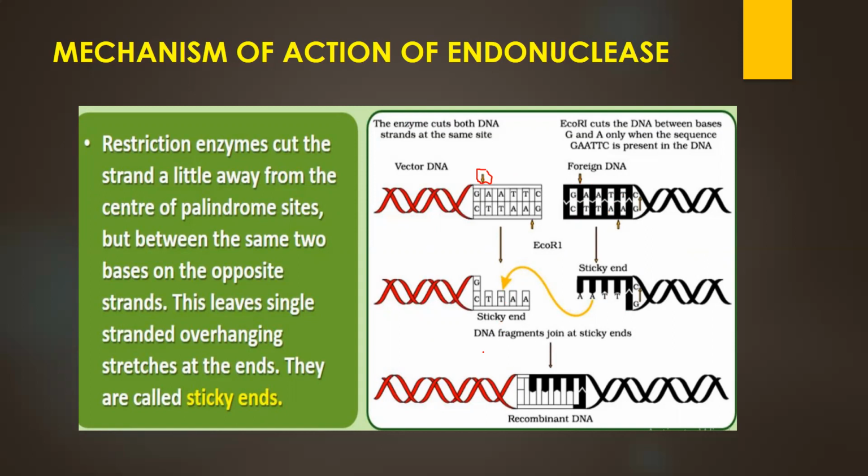It cuts the opposite ends of the DNA in the sugar phosphate backbone, a little away from the center of the palindrome site, but between the same bases on both the strands. So in this strand it will cut between G and A, and here also it's cutting between G and A. So it will cut the vector DNA, and it will cut the foreign DNA also. Now when it is cut, you can see that overhanging stretches are produced. This results in the formation of single-stranded overhanging stretches. You can see over here, these are the single-stranded overhanging stretches. These are known as the sticky ends.